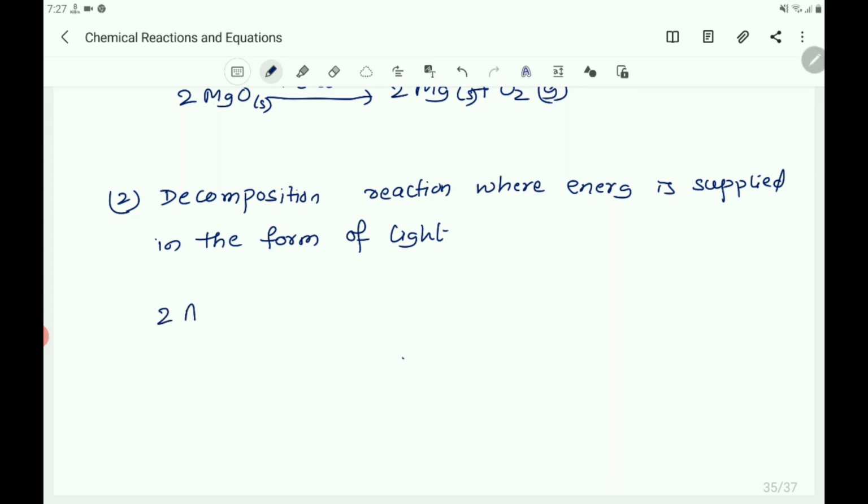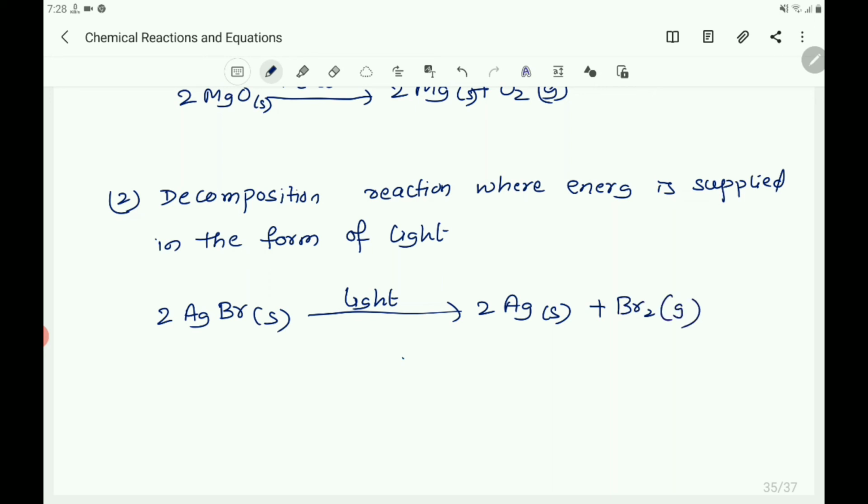The reaction is 2AgBr, that is solid, under the presence of sunlight, you write light, turns into silver and bromine. Here both silver and silver bromide are solid and bromine is a gas. That is the example for the decomposition reaction where energy is supplied in the form of light.